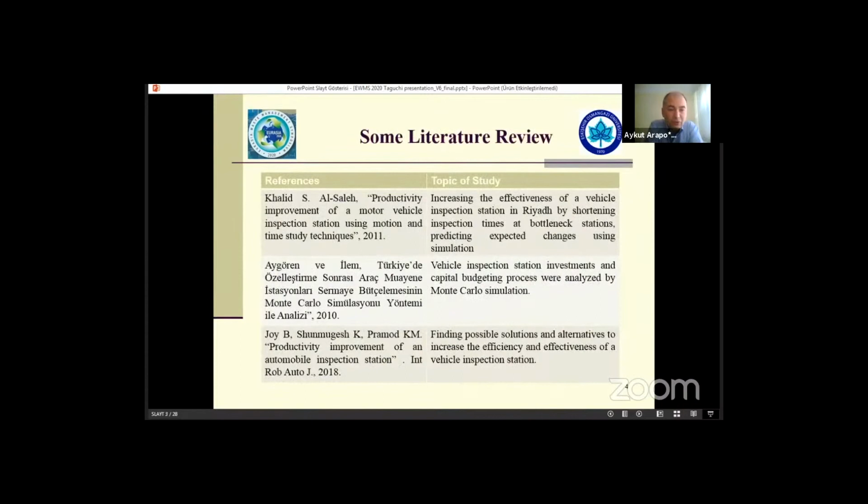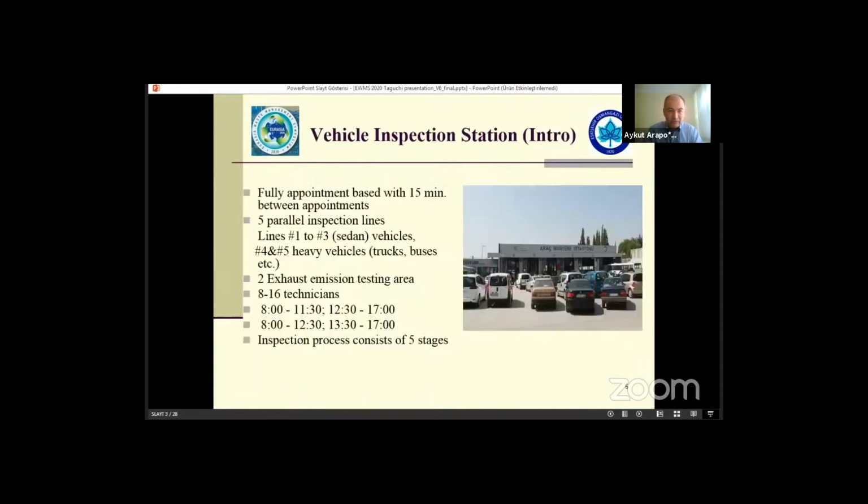This is some literature review. I took some literature that deals with inspection stations and simulation studies at the same time. The first one is from Saudi Arabia in Riyadh. They try to increase the effectiveness of the vehicle inspection station. The second one is from Turkish researchers. They use Monte Carlo simulation in the capital budgeting process. In the last one, they try to find possible solutions and alternatives to increase the efficiency and effectiveness of the vehicle inspection stations. Of course, there is more literature in this area.